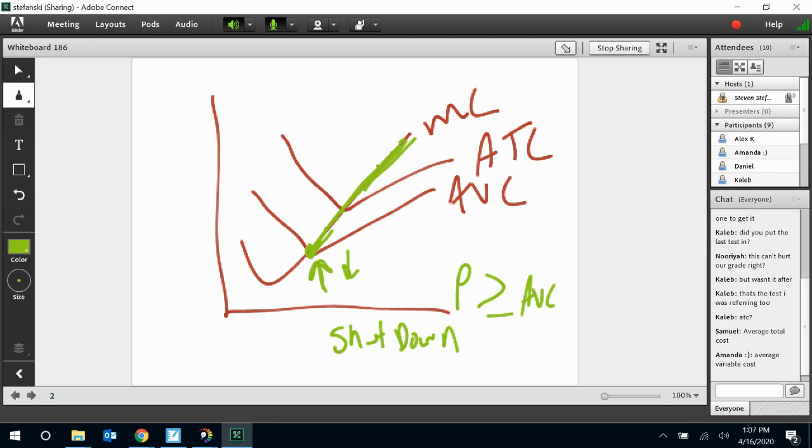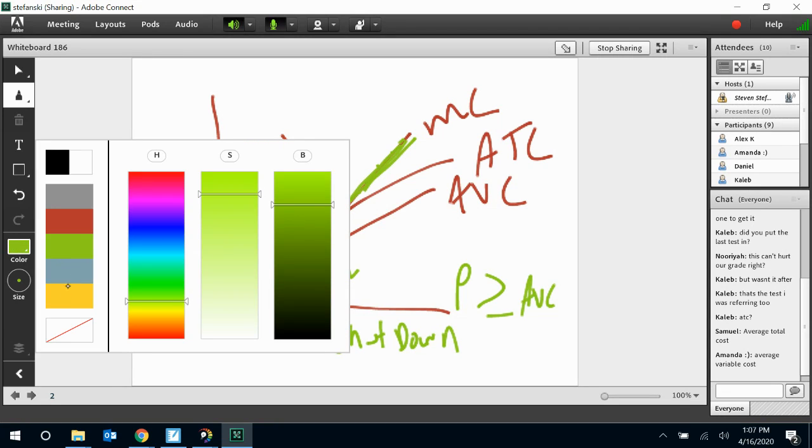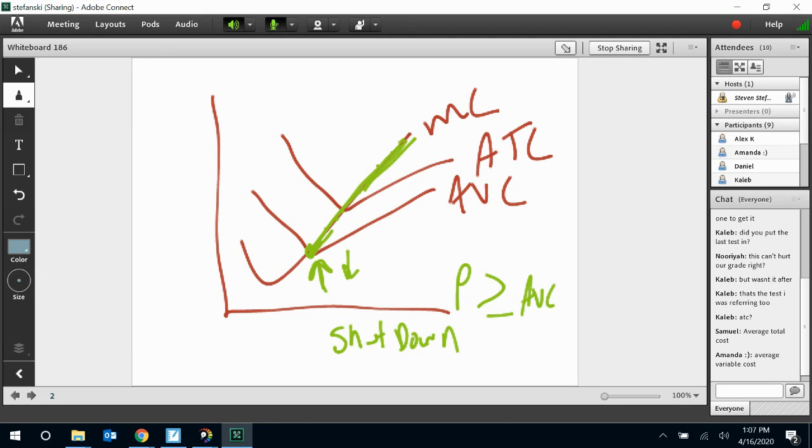In the long run, what price do we have to cover? Sam, you had average total cost, so we have to go here. So in the long run, this is the long run supply curve for a firm. As long as the price is greater than or equal to the average total cost, it'll stay open.